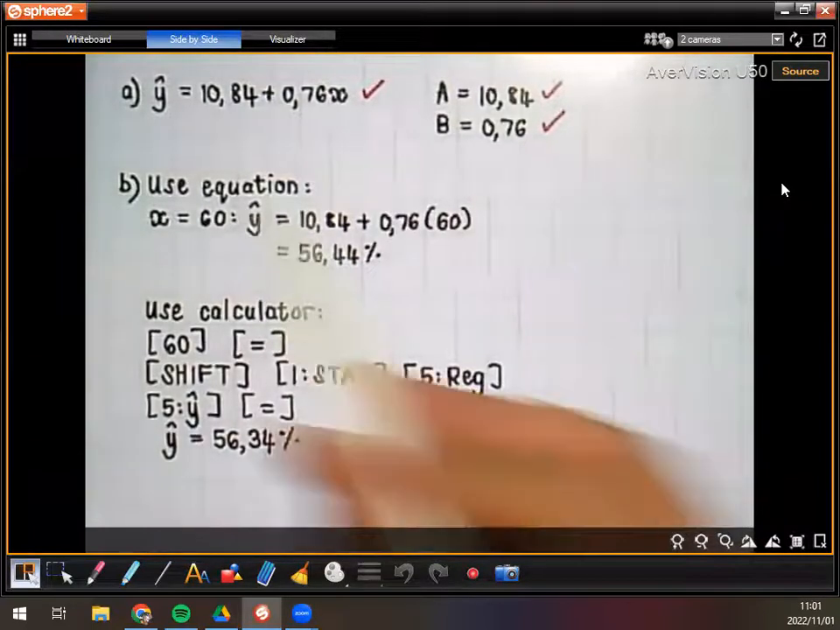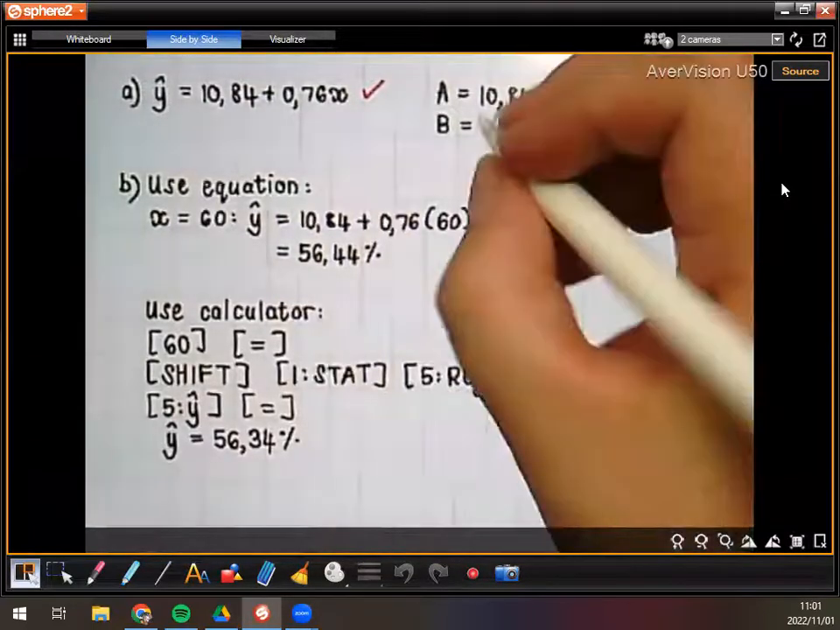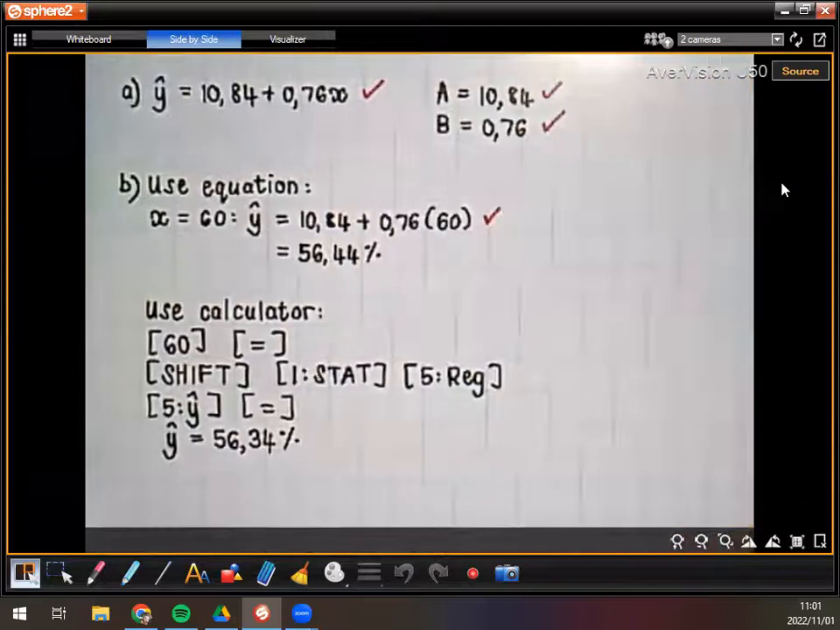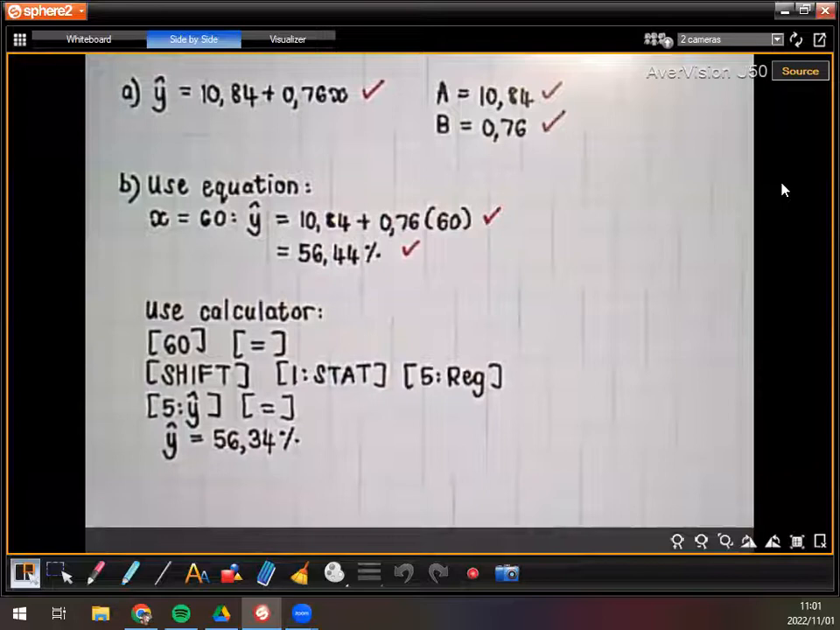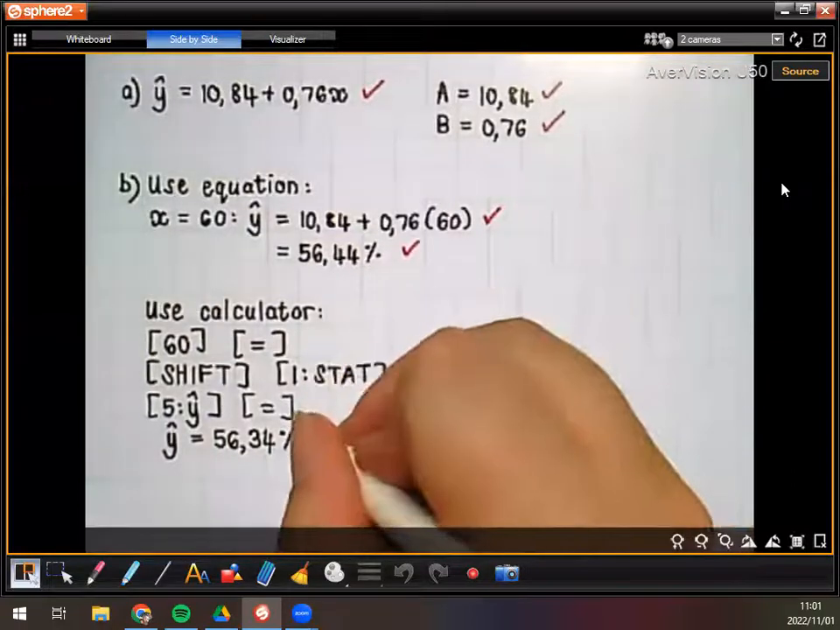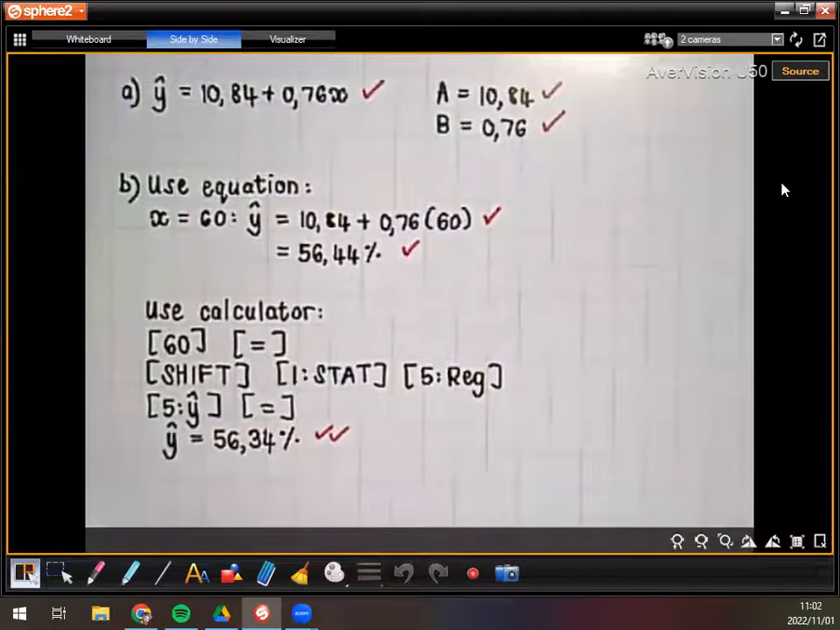If you are using the equation method, you get a mark for showing your substitution. So you do have to write that down, and then you get a mark for your answer. If you're using the calculator method, you're not going to write these steps down, this is just what you're doing on the calculator. You will get 2 marks for your answer. Right, so it's completely up to you which method you want to use.